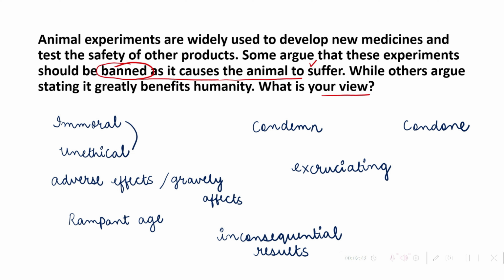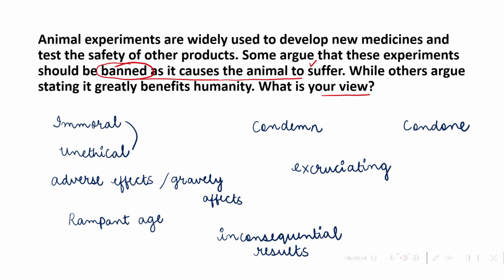Then you can use words like adverse effect or it gravely affects. So by using animals in testing, it can cause adverse effects or irreparable damage to them. Or you can say that we cannot totally depend on animal experiments because sometimes it forms inconsequential results. So it not only hurts the animal, but it does not produce any positive results as well.